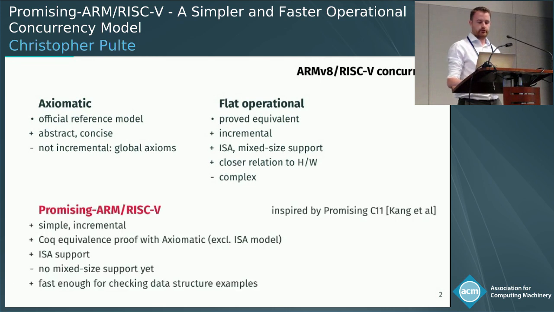So here we're presenting this new model called Promising ARM RISC-V, which is based on the ideas of the promising semantics for C11 concurrency, but here applied to architectural models. What you get with this is an operational model that computes incrementally. It's much simpler, we think, than the flat operational model. We've proved this model equivalent to the axiomatic models for ARM and RISC-V in Coq, and on top of it we've built an executable tool that you can use for checking the correctness of concurrent data structures.